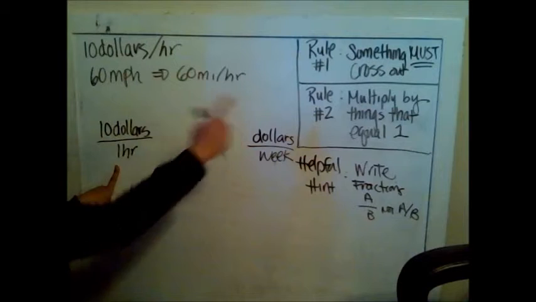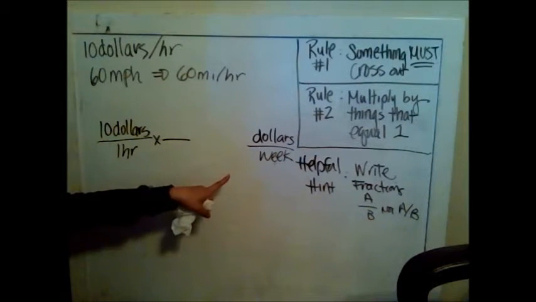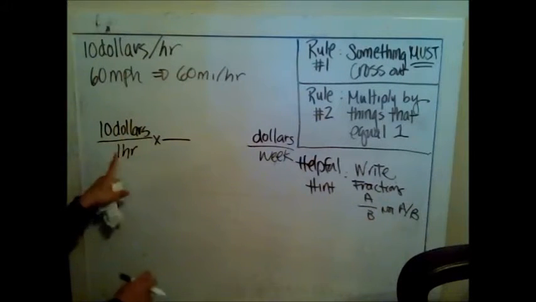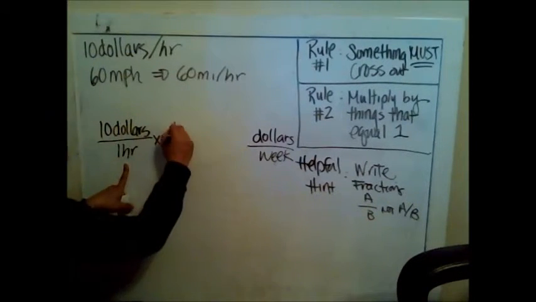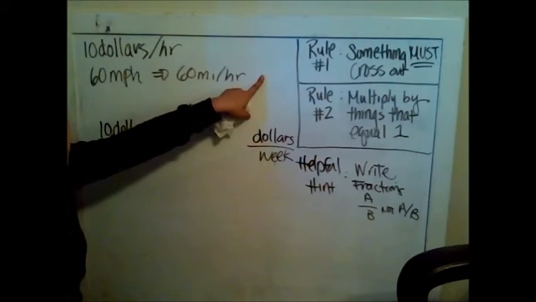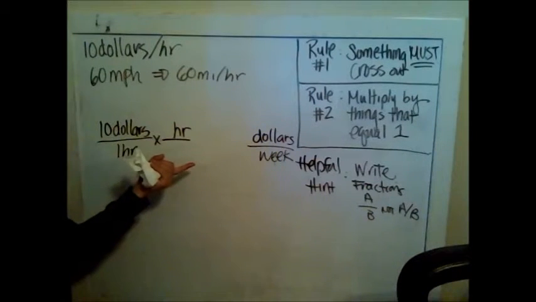So rule number one, something must cross out. So I say, okay, I don't want to cross out dollars because that's what I want my final answer to be in. But I do actually want to cross out hours. So hour is currently on the bottom. For me to be able to cross it out, that word is going to have to go on top. That's rule number one. Something must cross out. Rule number two says I must multiply by things that are equal to 1.